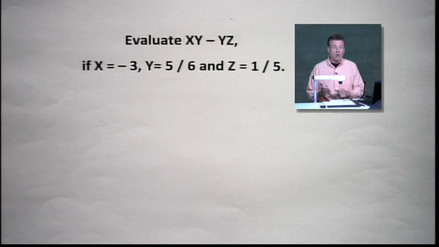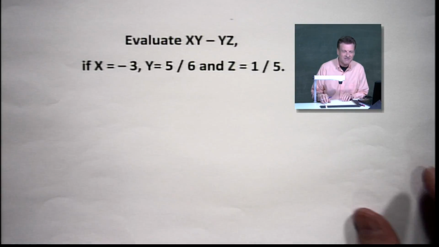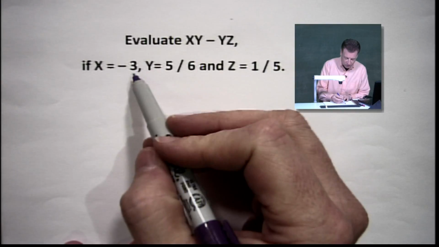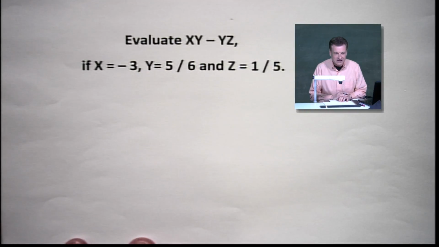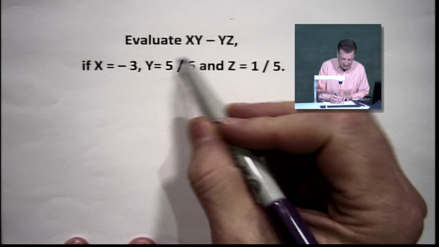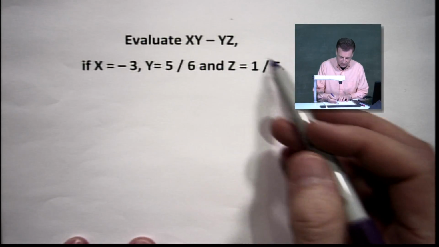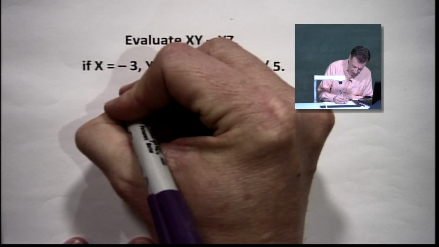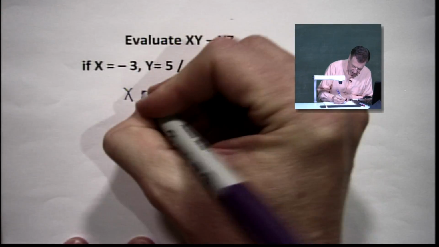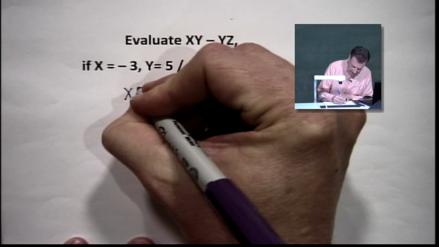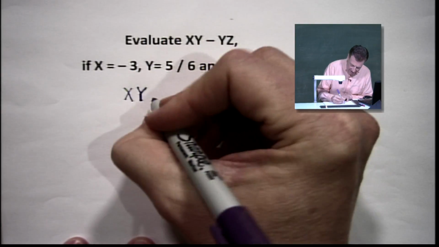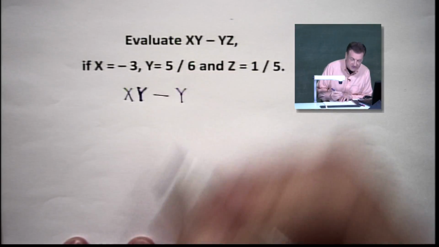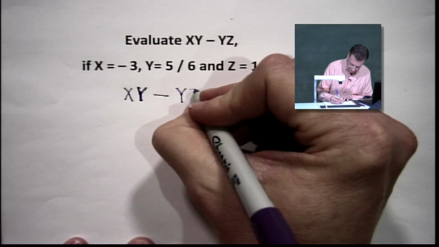What's our first problem, randomly speaking, today? Looks like an evaluation problem where we get to substitute. And if you'll notice, we got a negative number in there, -3 for x. We have 5/6, the fraction involved for y, and another fraction involved with z, all right? So let's rewrite this formula while y'all are at home doing that too. I'm going to do the same thing here. We've got xy minus z.